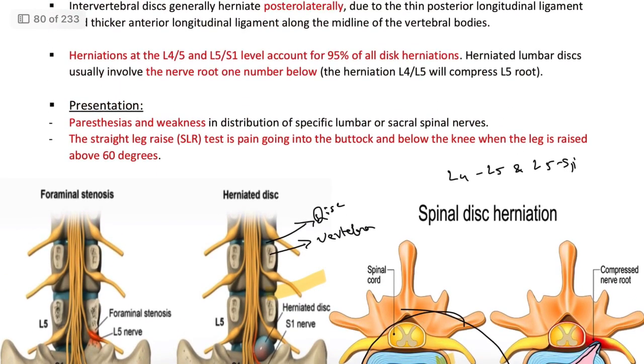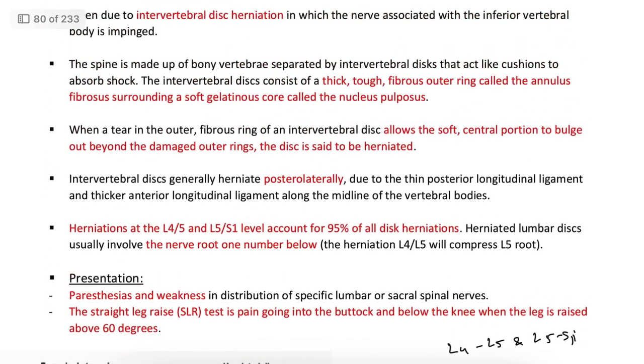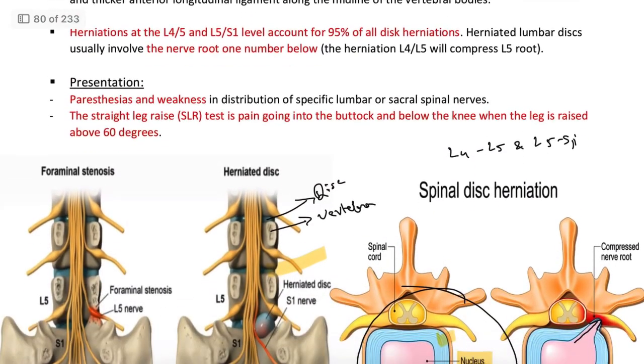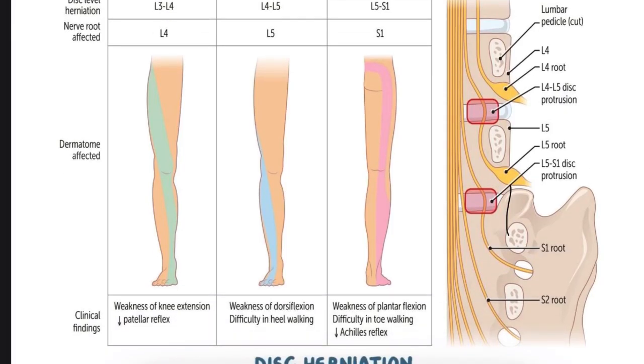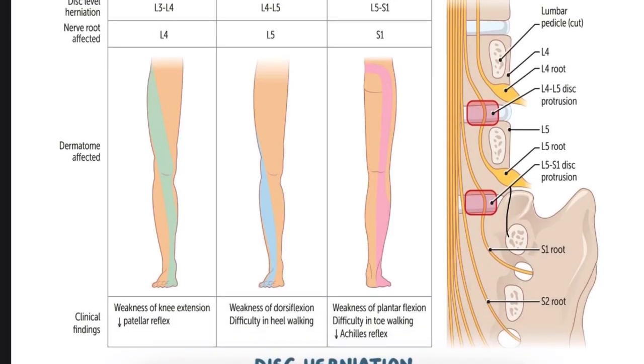If you look at this image for the presentation of lumbar disc disease, you can see the discs that get the most compression are L4 to L5 and L5 to S1. Whenever a herniated disc compresses the nerve, the patient will get that radiating pain.